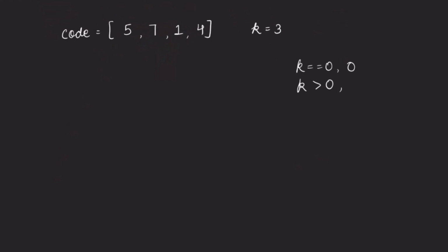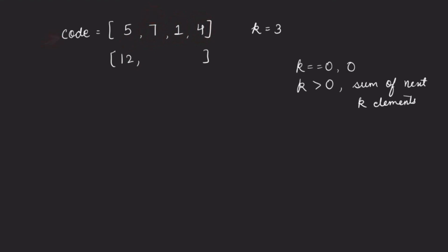then each element will be replaced by the sum of next k elements. Right? So, let us suppose this is 5. What are you going to create? For this 5, the next k elements will be 7, 1 and 4. Right? So, it will be 12.